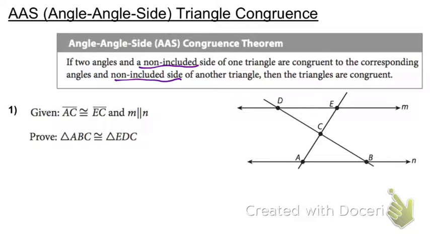Okay, so notice, where is the S compared to the two A's? It's outside of them, right? It goes angle, angle, then the side. The side's not between them anymore. Okay? The side's not between them anymore. It says, I'm out of here, okay? It's not included anymore.